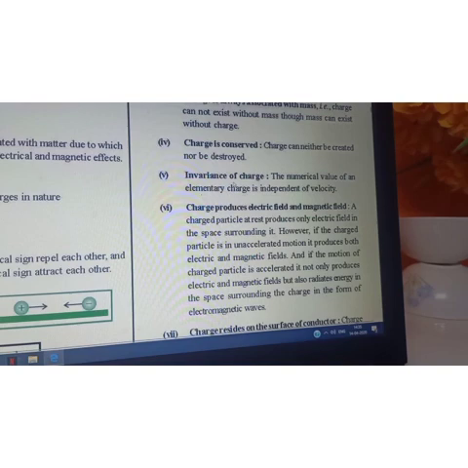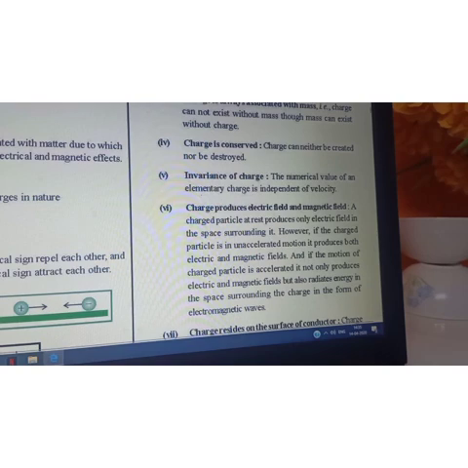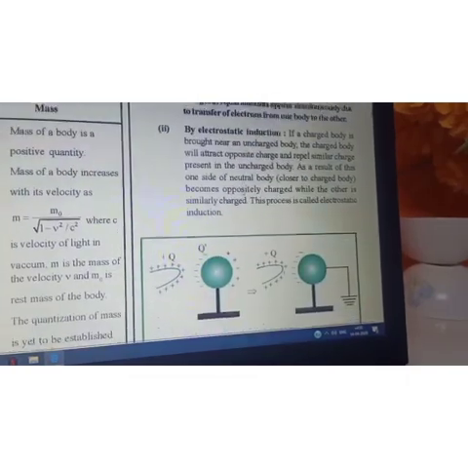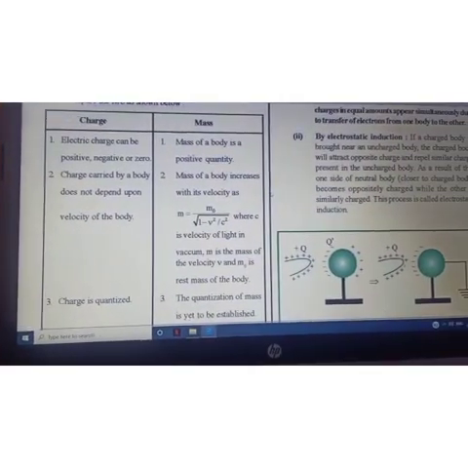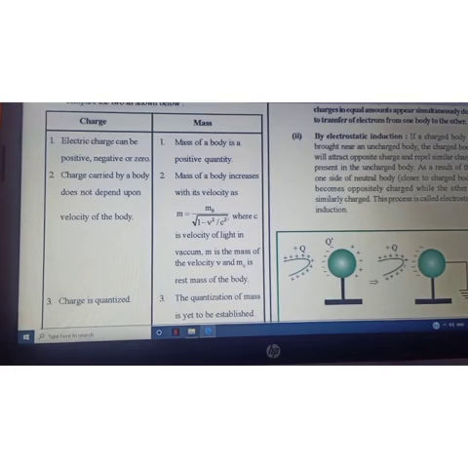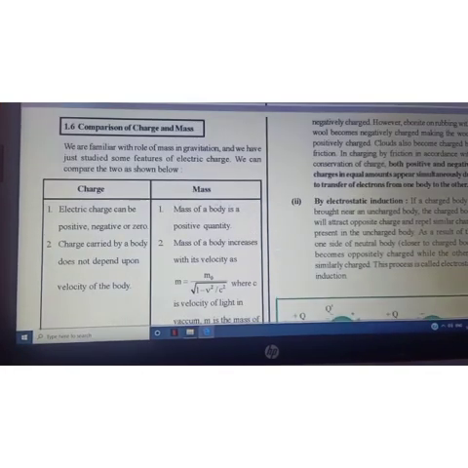And the invariance of charge: the numerical value of an elementary charge is independent of velocity. Though mass is dependent on velocity, according to the special theory of relativity. We know that if a mass is moving at a speed approaching the speed of light, then its mass varies according to the equation m equals m naught by root under 1 minus v square by c square. So we have to compare the charge and mass.